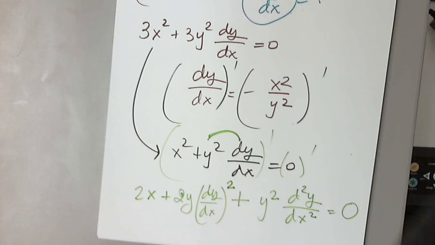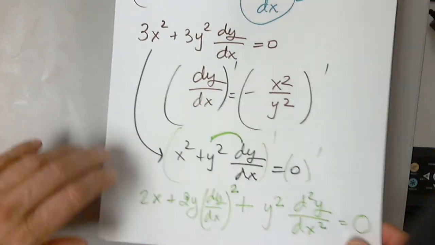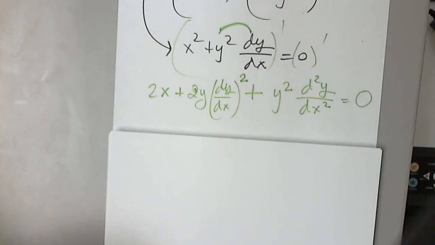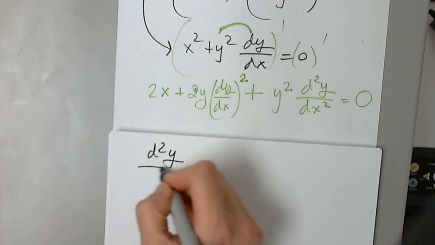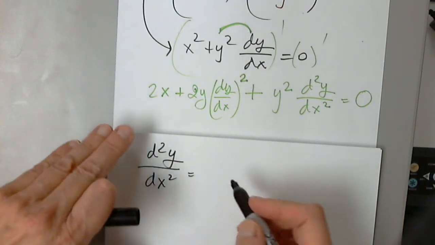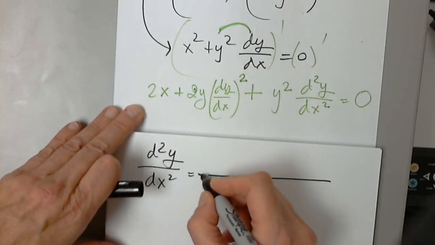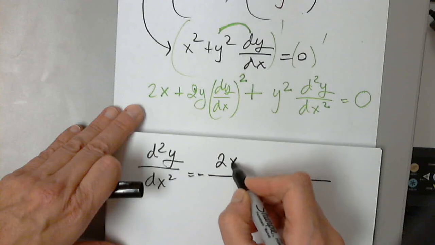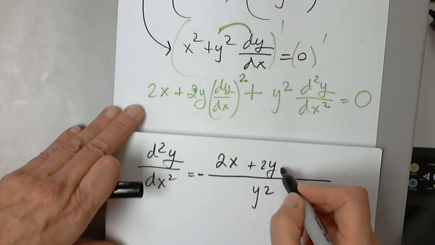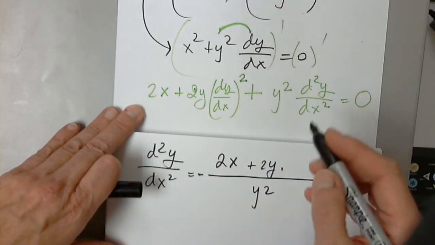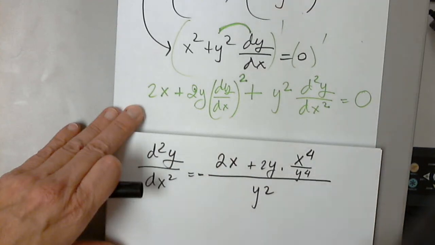So this equation, I need to solve this equation for d2y over dx2. I would replace this by that squared. So finally we get d2y, or the second derivative, over dx2, is negative, divided by y squared. I move this to the other side, put the negative for both of them in front, 2x and plus 2y times x to the fourth over y to the fourth.